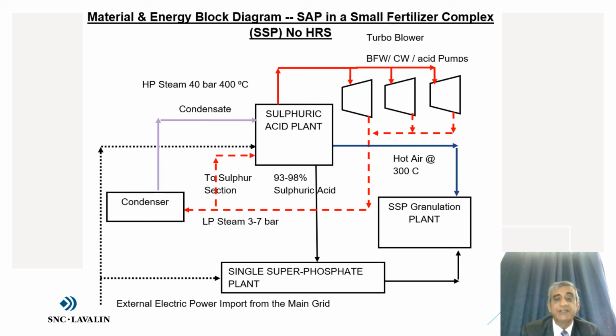The back pressure steam from the turbine is taken to the sulfur section for melting sulfur or to the deaerator, and the rest of the steam is taken to the condenser and condensate is recycled back to the plant. Of course, some amount of electric power is required from the main grid, as the power generation from a small acid plant is not adequate to run the entire complex.